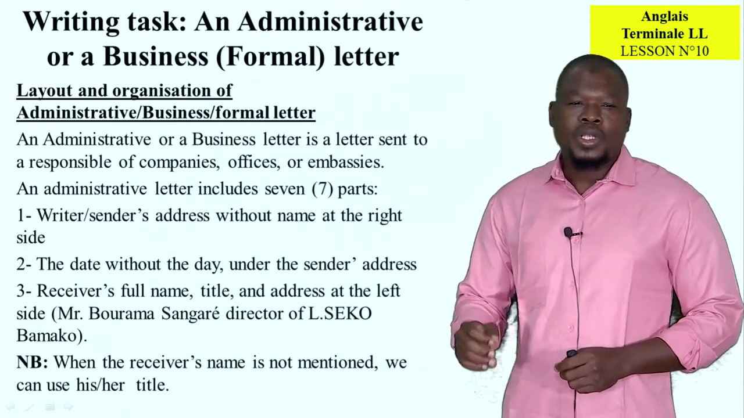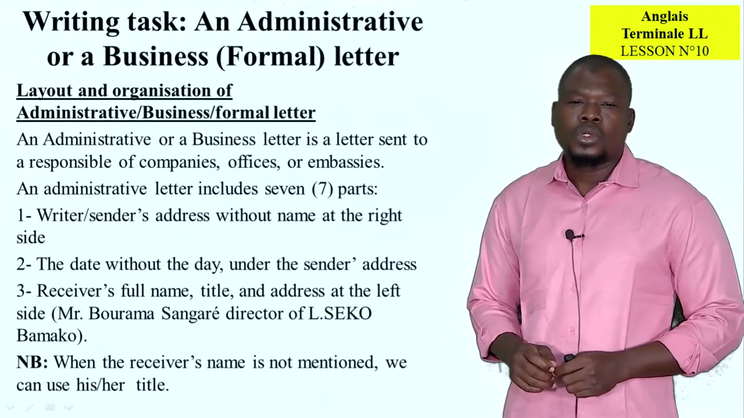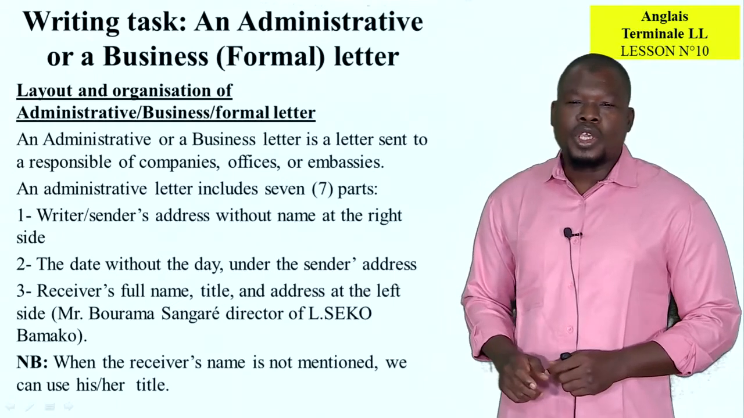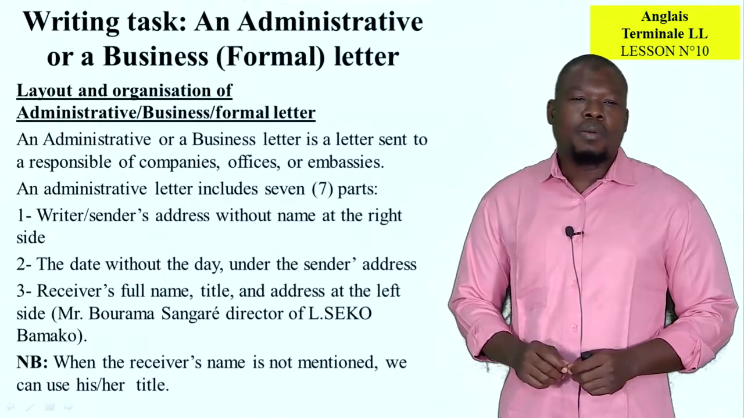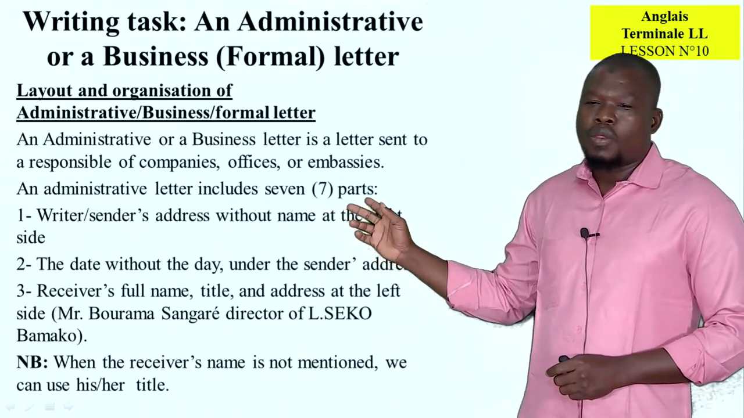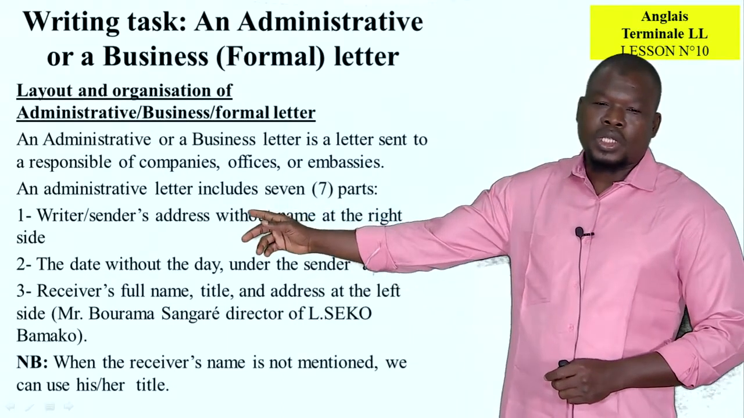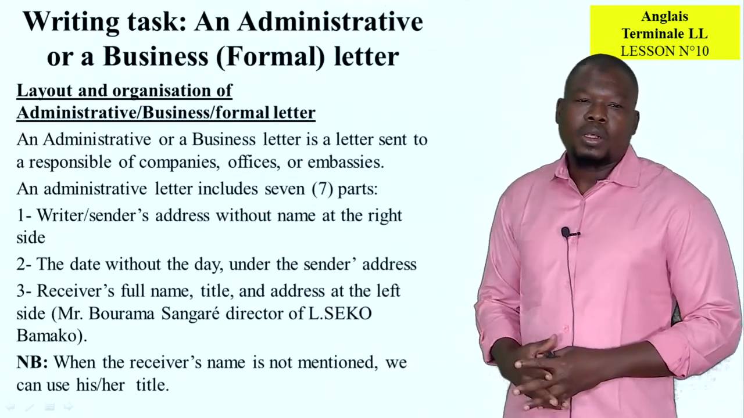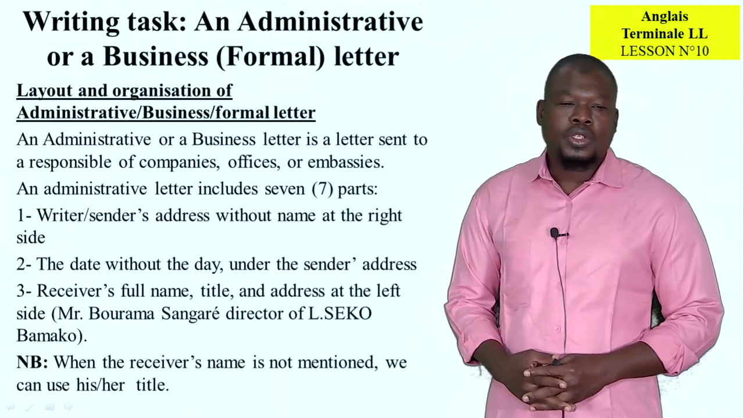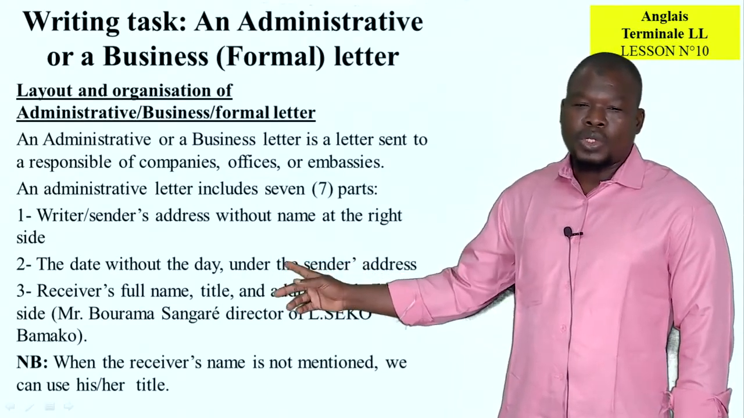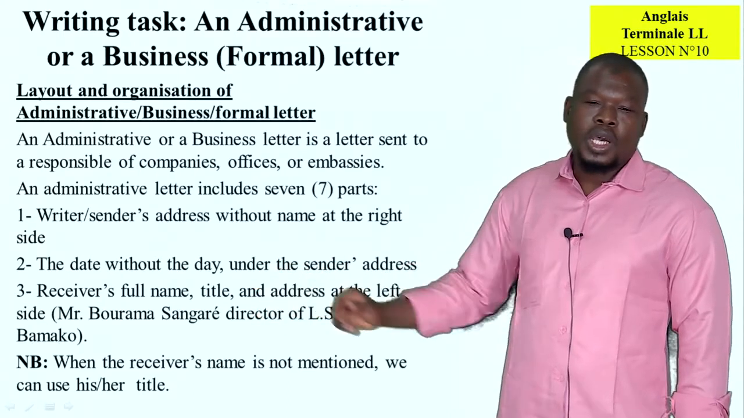offices, or embassies. As I told you, an administrative letter includes 7 parts. The first one here is the writer or the sender's address without name at the right side, like the ordinary letter. The second part is the date without the day under the sender's address.